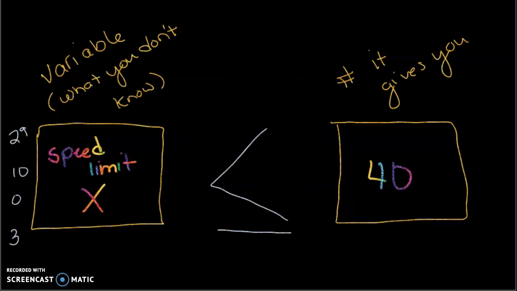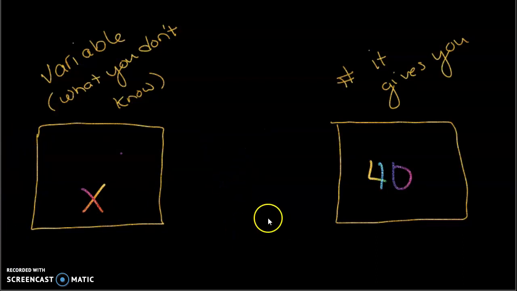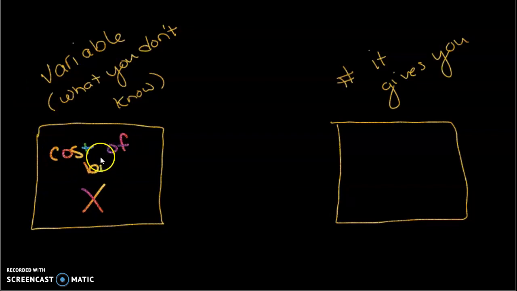So I'm going to go ahead and we're going to try another one. It's the same procedure. What do we not know? And the number it gives us. In the next example, it says the cost of a bike is at least $100. What I don't know is the cost of the bike, so that goes over here. We don't know the cost of the bike, but we do know that it involves the number 100.